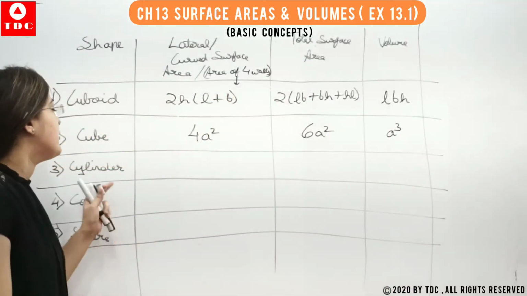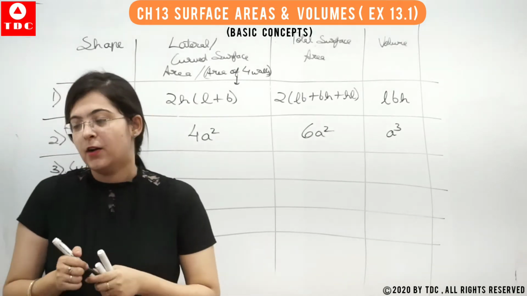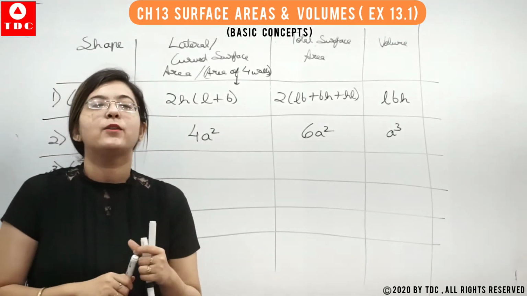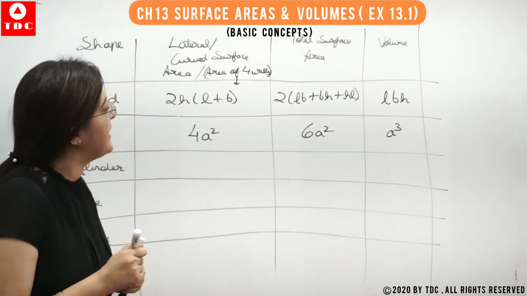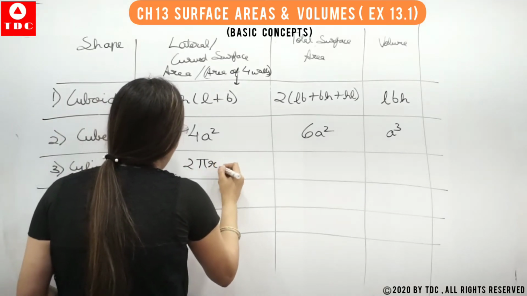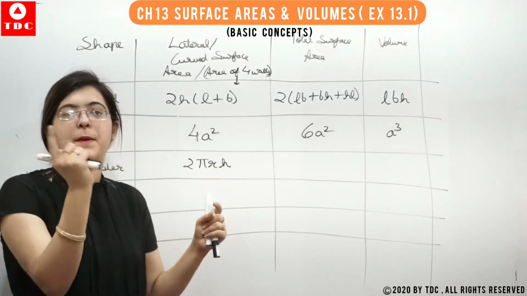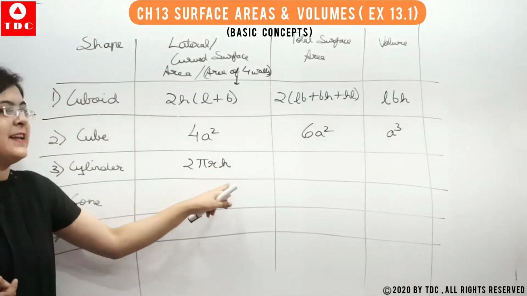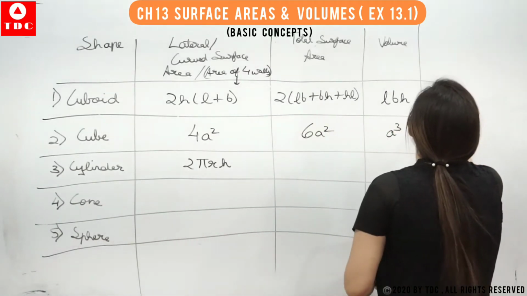Then to find the lateral surface area of a cylinder, or curved surface area of a cylinder, the formula is 2πrh, where r is the radius of the base of cylinder and h is the height. Let me draw the figures also.